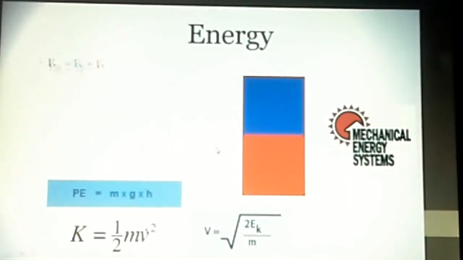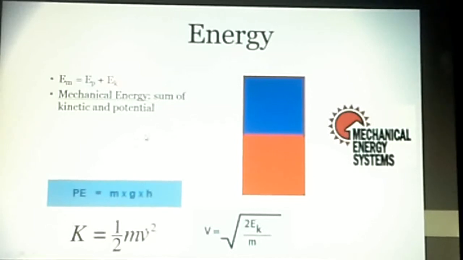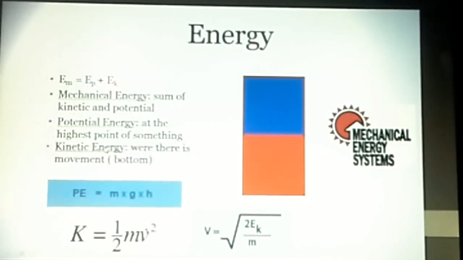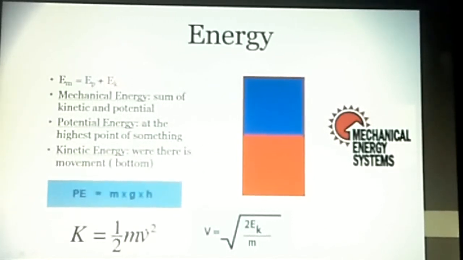Energy. The formula you need to know is this one. Mechanical energy is equal to potential energy plus kinetic energy. At the top, as you can see in this square, all the energy is potential as there's no movement. At the bottom, all energy is kinetic as there is movement. Mechanical energy is the sum of kinetic and potential. Potential energy is at the highest point, and kinetic energy is at the bottom.